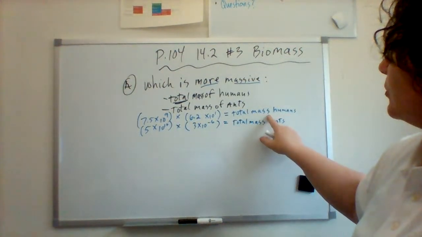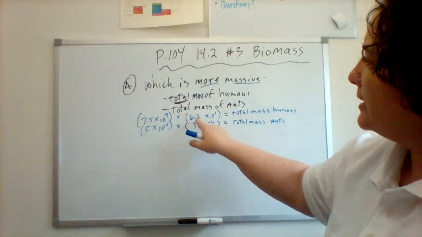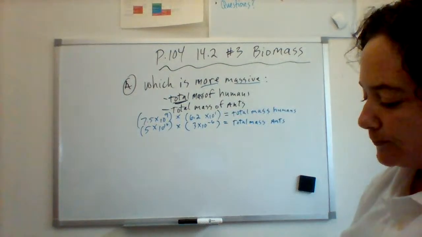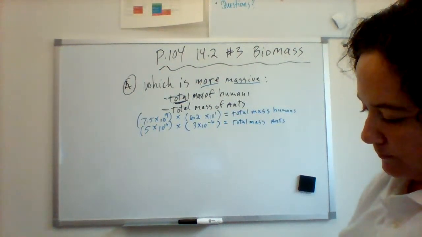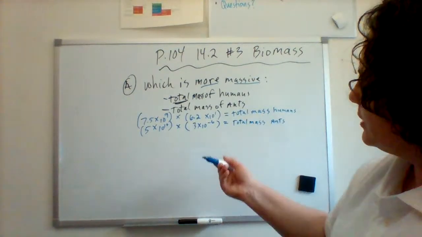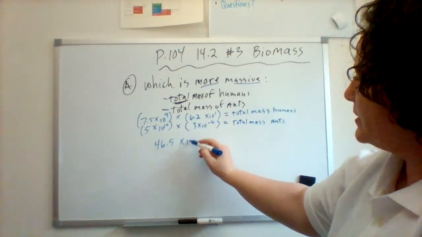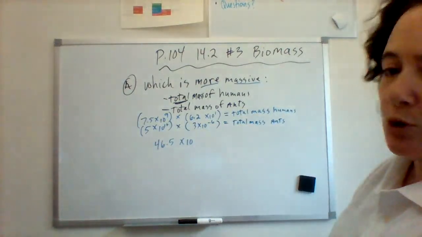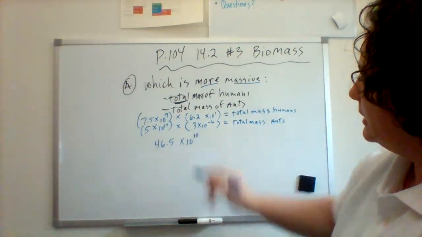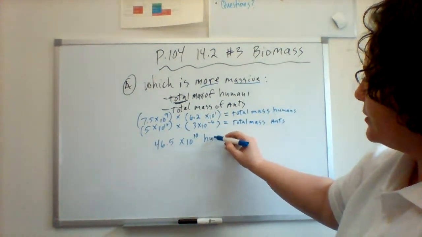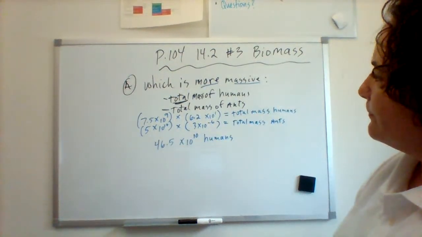So I need you guys to help me out. What do you have for the total mass of the humans? What do you get when you multiply 7.5 times 6.2? You should get 46.5 times 10 to the, when the bases are the same, you're supposed to add the exponents. So 9 plus 1 is 10. Okay, and this is, again, for the humans. Total mass.